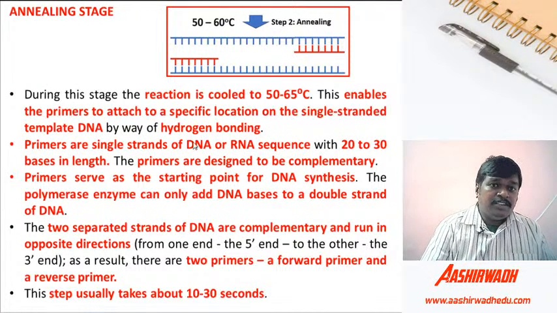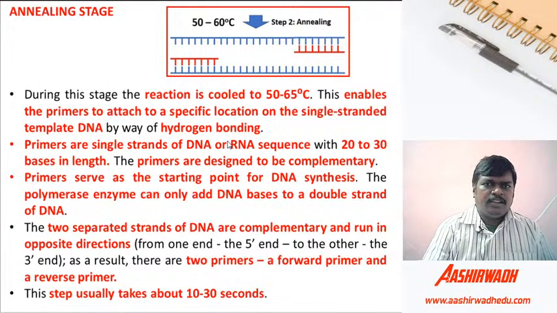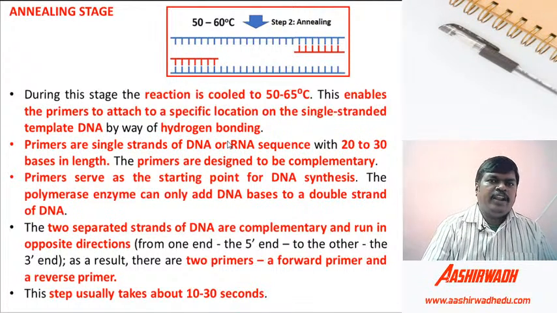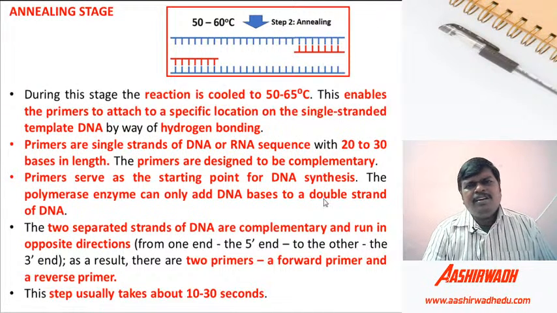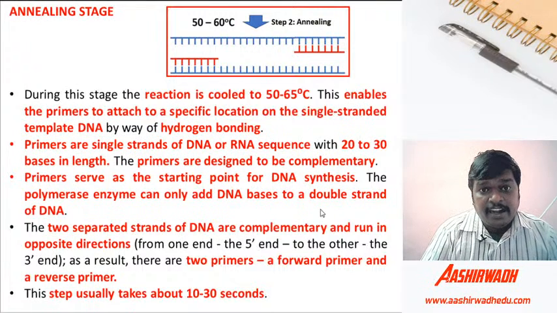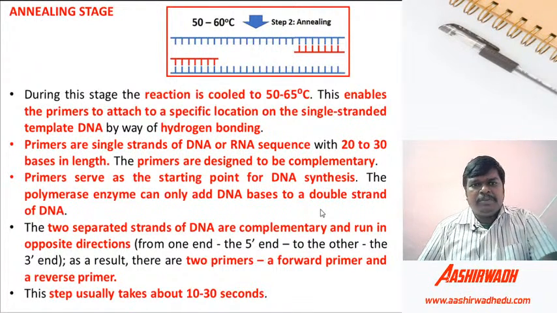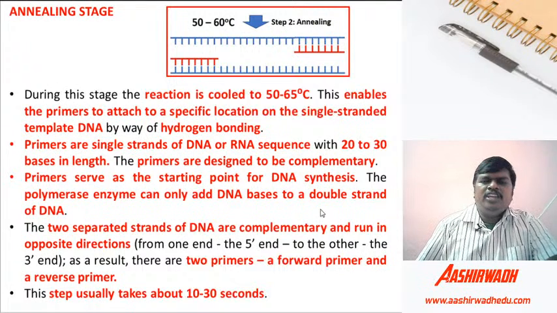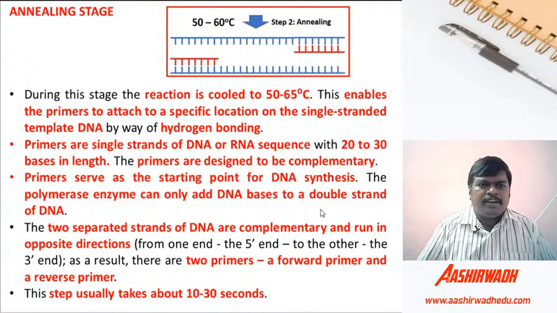This attachment is done mainly by hydrogen bonding: two hydrogen bonds between adenine and thymine, and triple hydrogen bonds between guanine and cytosine. The primers are single strands of DNA or RNA sequence, about 20 to 30 bases in length. These are mainly used to make the complementary strand along with the template.